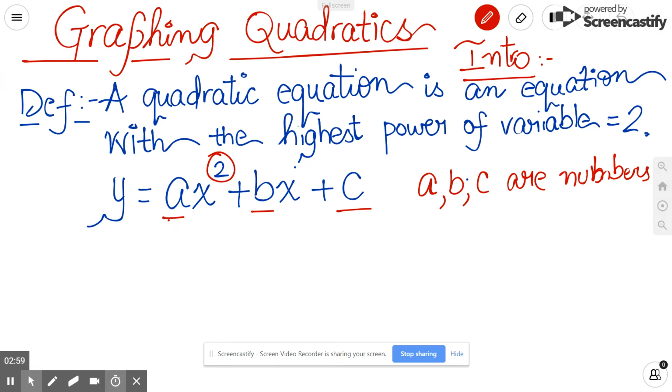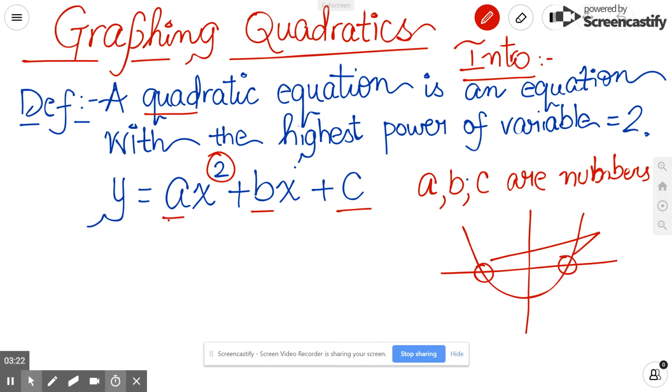What does that mean graphically? Graphically, it means that the maximum number of points where our graph can cross the x-axis is going to be 2. So I hope I'm making sense here, students. This is a very important concept of quadratics. The name is quadratic because the highest power is 2. And this is the reason it is crossing your x-axis at 2 places. That's the maximum number of x-intercepts it can have.